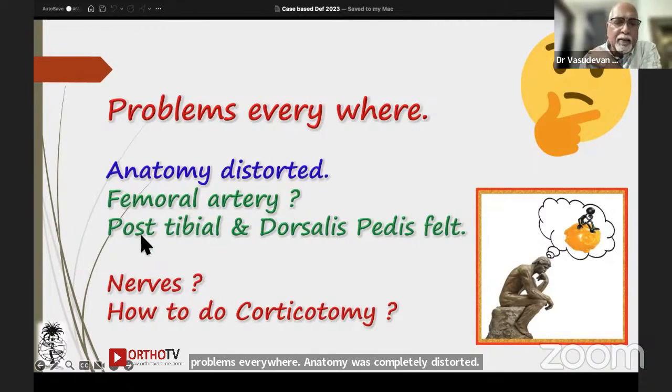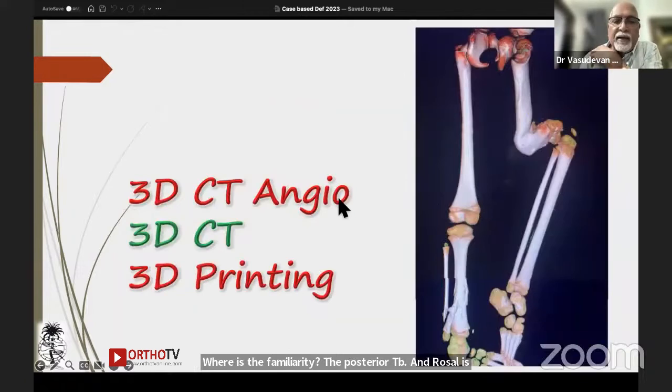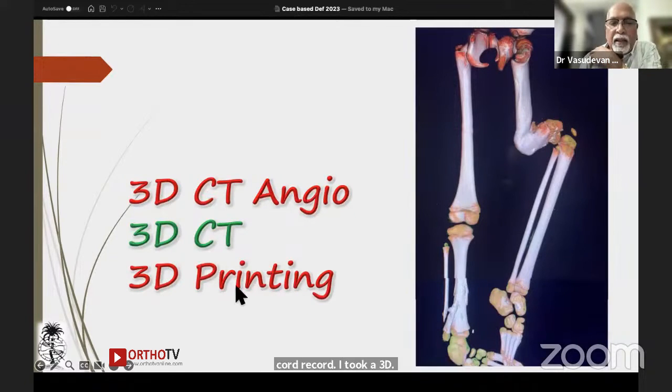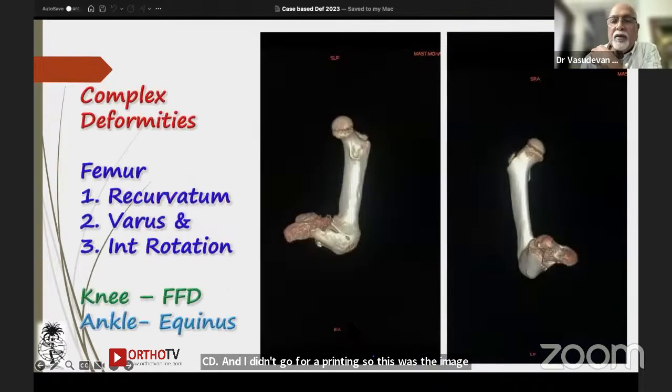Where is the femoral artery? The posterior tibial and dorsalis pedis were felt. Nerves, I have no idea, and how to do a corticotomy? I took a 3D CT, and I didn't go for a printing. So this was the image I got. So you can see how it was moving.